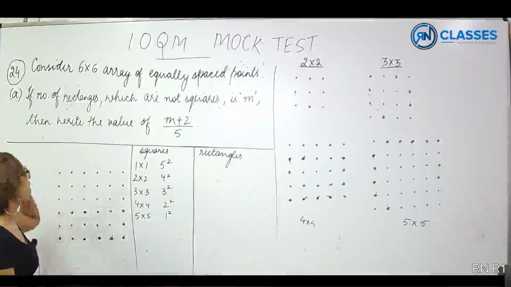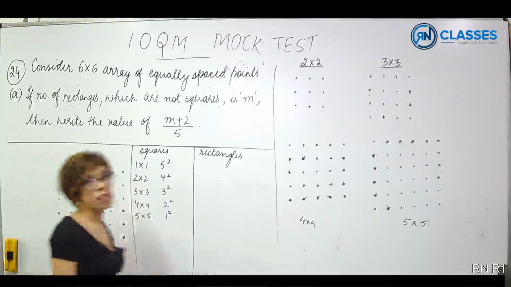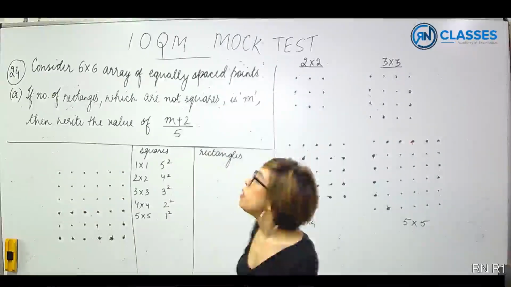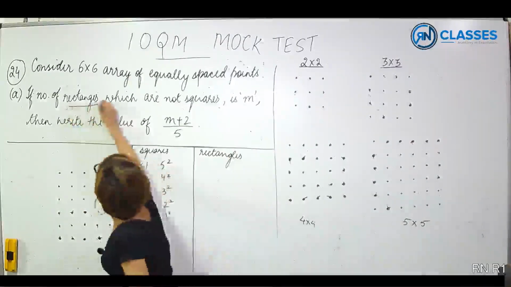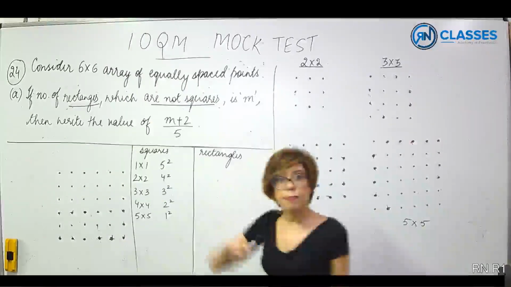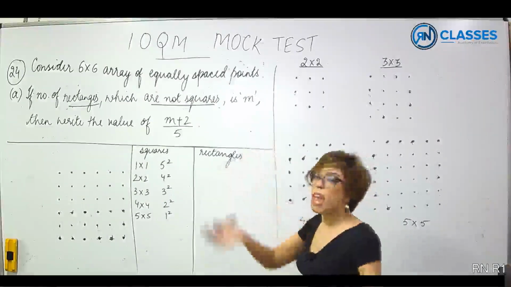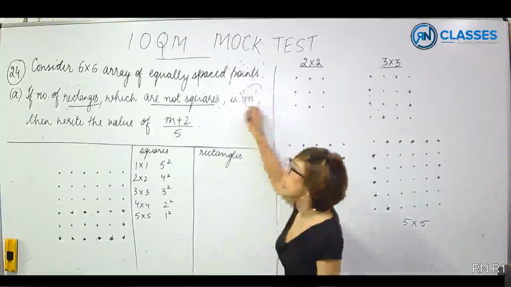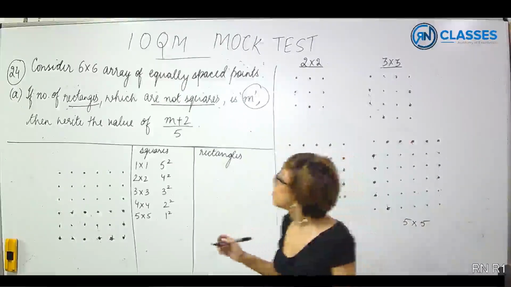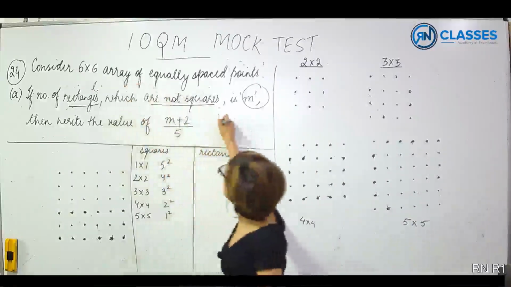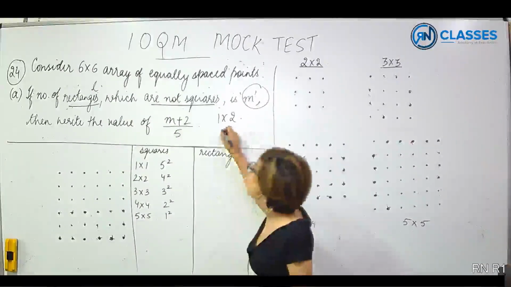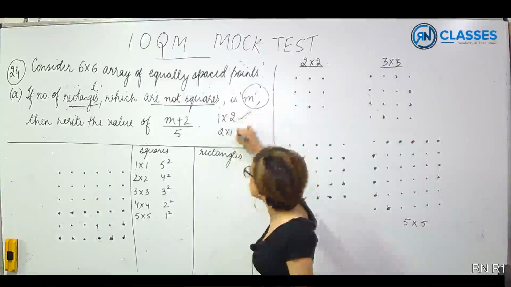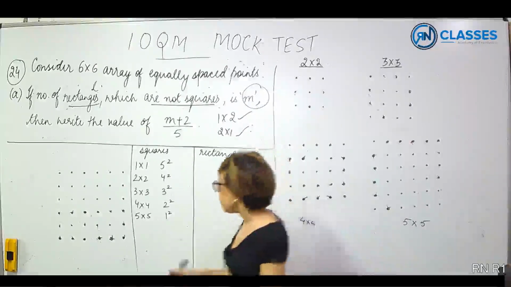On to the next one. Now he says again, consider a 6 into 6 array of equally spaced points. Now you need to count the rectangles which are not squares, right? Which is given to be m. You need to find the value of m plus 2 divided by 5. Basically, you need to find the rectangles. Mind it, it is given in the question that a 1 into 2 rectangle is different from 2 into 1. So I need to count this as well as this, right? Okay, let's start.